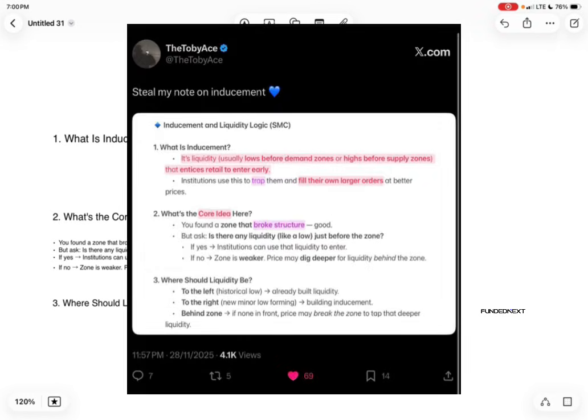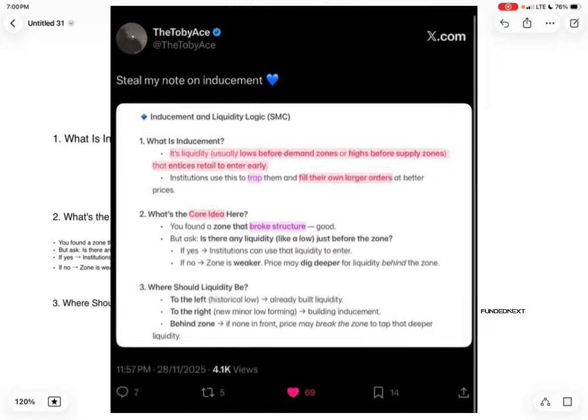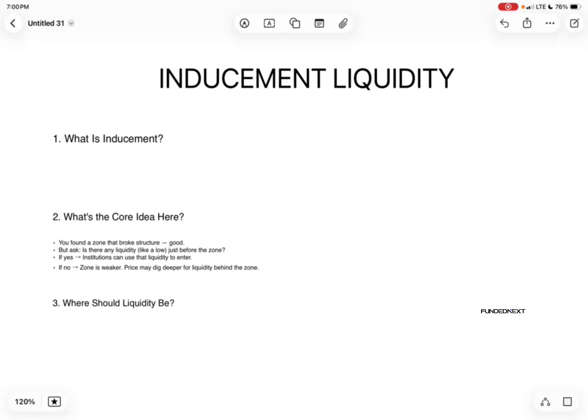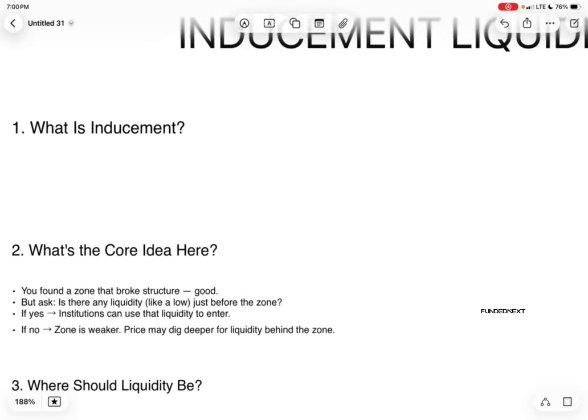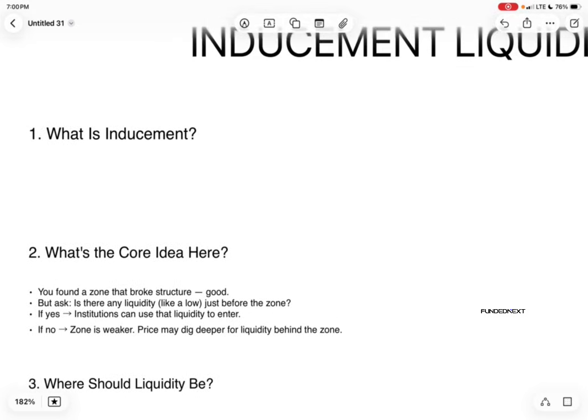So I posted these screenshots on X explaining my inducement logic. But let me break it down to you under 3 steps. The first question is, what is inducement? Inducement is just liquidity sitting above or below our point of interest. Can be our supply zone or demand zone or order blocks or breaker block or whichever.